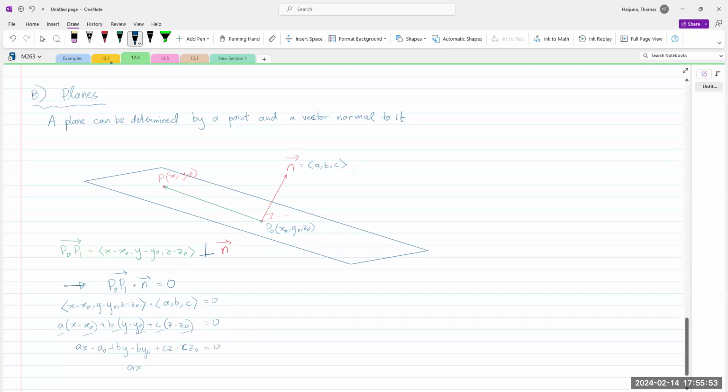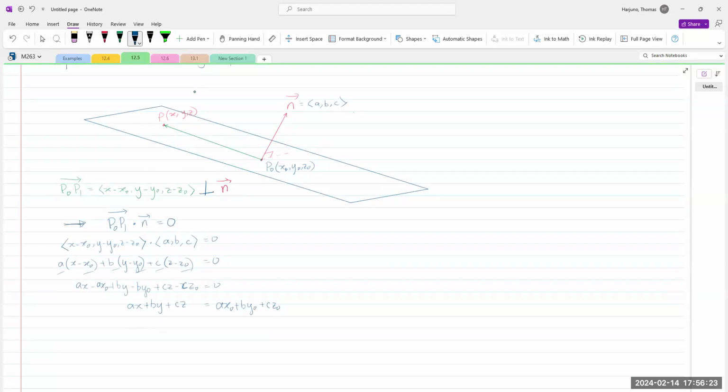And the one with variables, I put them on the left-hand side in this case. Now the right-hand side, you get, sorry, that one is incorrect. This is supposed to be a times x naught. Then it will get a times x naught plus b times y naught plus c times z naught, which is basically a constant. We will call that constant d. Okay, now we get the equation of a plane.